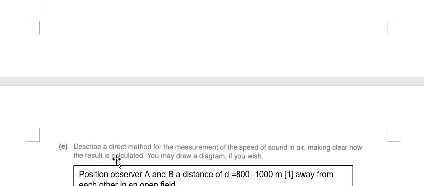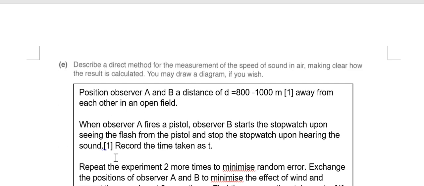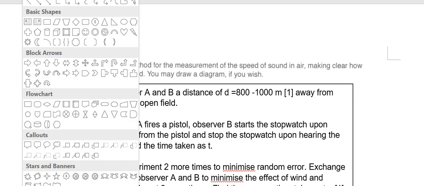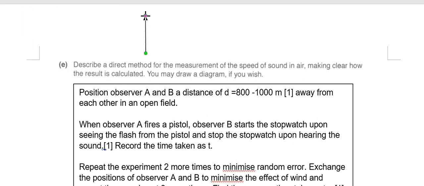Okay, I'll go for the final question. Describe a direct method for measurement of the speed of sound in air, making it clear how this result is calculated. You may draw a diagram if you wish. Again, 'you may draw a diagram if you wish' basically means you should draw a diagram. I didn't draw a diagram in this question because it's not so important to draw one.